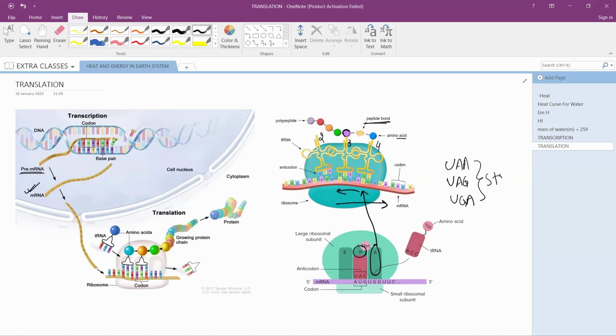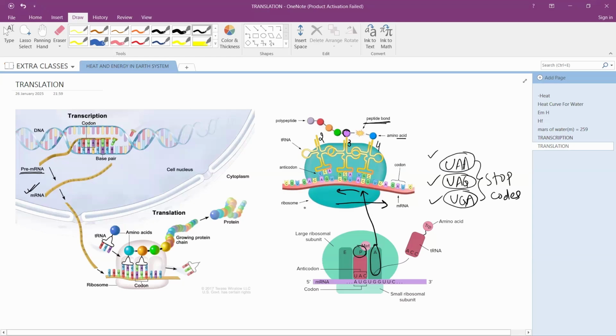These sequences are called stop codons. If the ribosome comes to a position having UAA, UAG, or UGA, and detects this type of sequence, then it will stop the formation of protein.